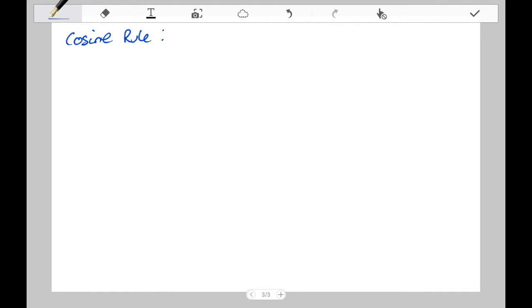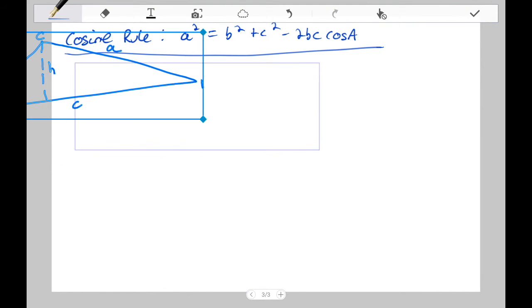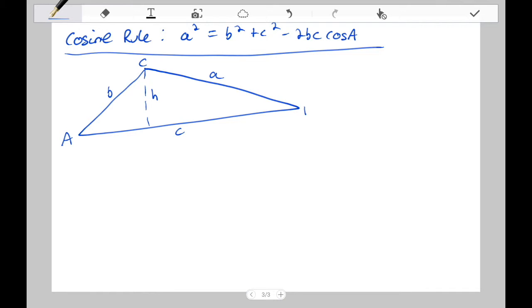Now the cosine rule states that in the same triangle we had before, a squared is equal to b squared plus c squared minus 2bc cos of big A. That's what we want to derive. And to do that, we're going to need our triangle again, which we have here as a reminder.